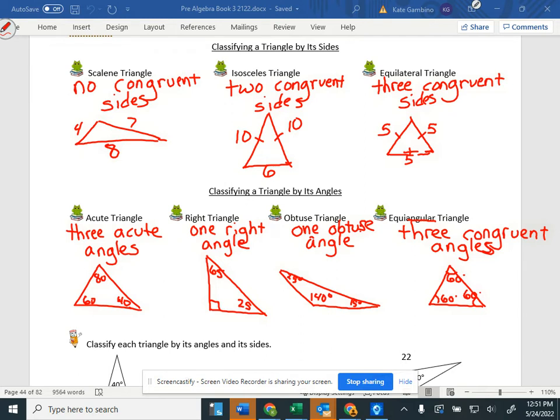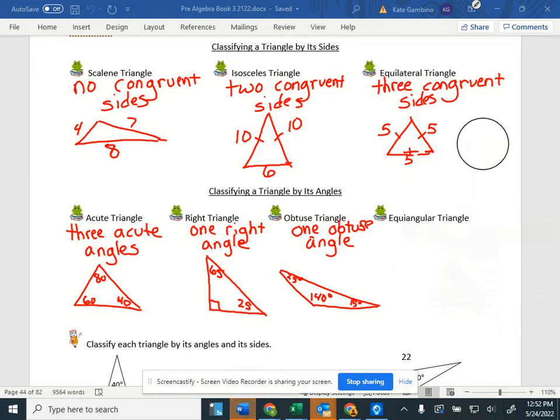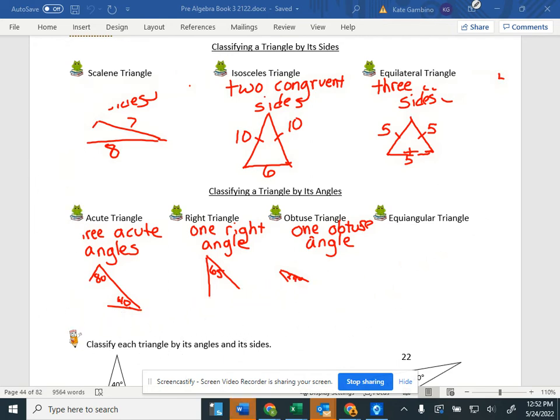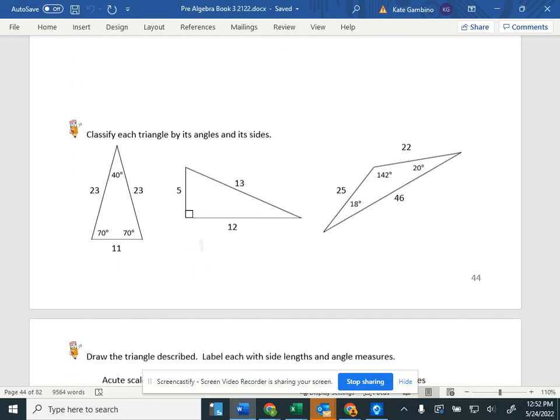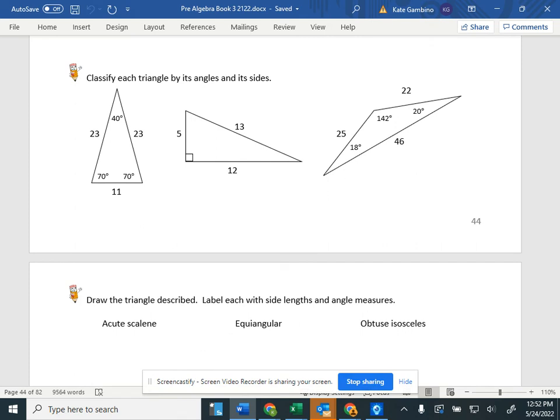Okay. So Paul's question was, do we need our protractor if we have to say what kind of angles we have on the test? Look at that next section right under it. There we go. It gives us our angle measurements and our size. So we don't have to do the measuring. Okay.